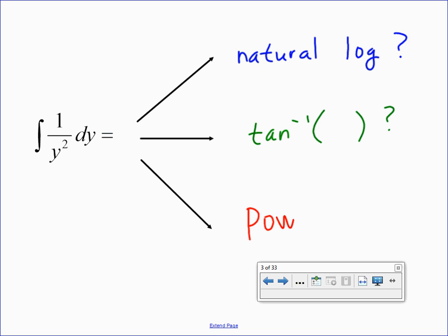We know that for natural log, I must have a quantity on the bottom raised to the first power, and the derivative of that quantity must be present. As I look at this indefinite integral's integrand, 1 over y squared, that's to the second power. For inverse tangent, I would need that sum on the bottom, 1 plus y squared, not just y squared by itself.